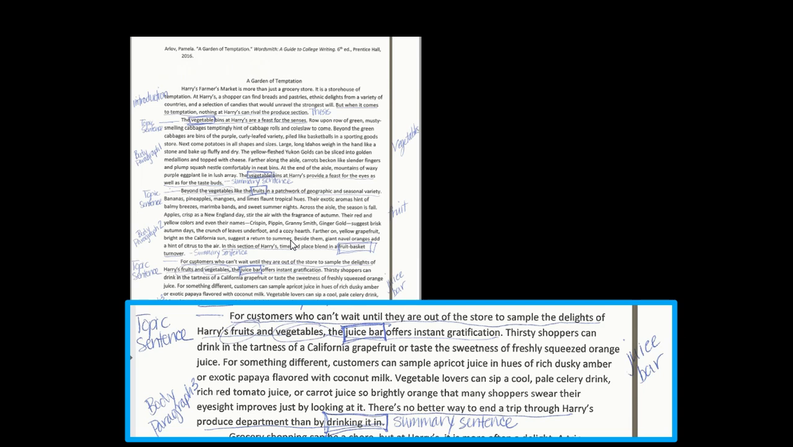The last body paragraph is about the juice bar. So we're looking to see if the topic and summary sentences hit the keyword juice bar. So the topic sentence: For customers who can't wait until they are out of the store to sample the delights of Harry's fruits and vegetables, the juice bar offers instant gratification. So it mentions juice bar directly.